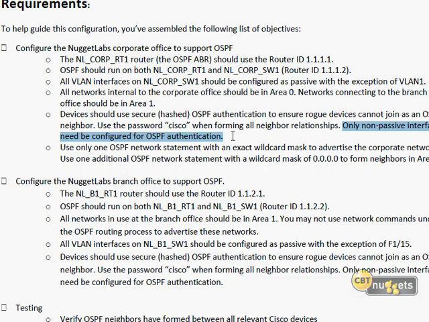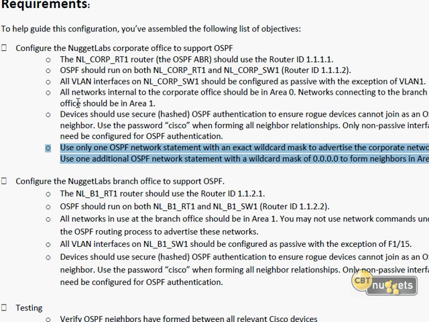So we'll configure authentication. And then finally, it says use only one OSPF network statement with an exact wildcard mask to advertise corporate networks. Use one additional OSPF network statement with a wildcard mask of 0.0.0.0 to form neighbors in area 1. Okay, big thing I want to point out. Actually, really big thing on this. Number 1 is when you're on the exam, be so careful. Be very careful to read the full objectives for this before you get started. Because I'll tell you, and it's funny, when I wrote this, I actually had this originally as one of my first statements, and I moved it to the bottom just to prove this point.